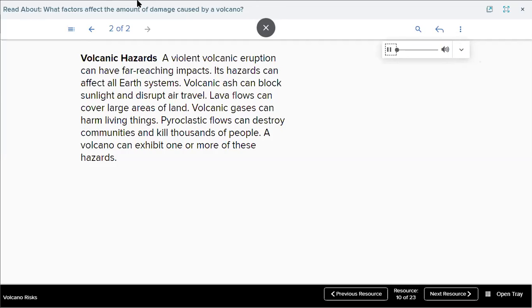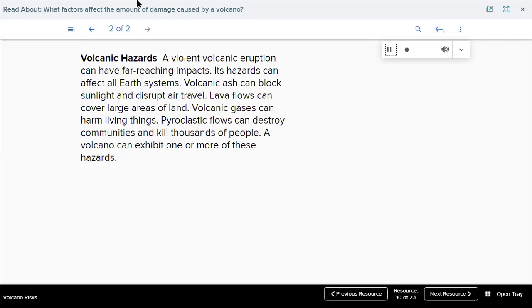Volcanic hazards. A violent volcanic eruption can have far-reaching impacts. Its hazards can affect all Earth systems. Volcanic ash can block sunlight and disrupt air travel. Lava flows can cover large areas of land.